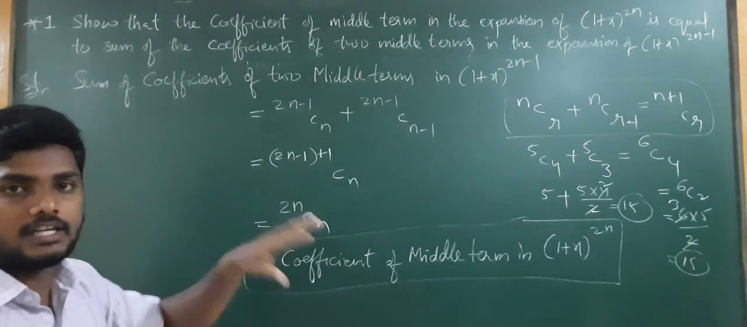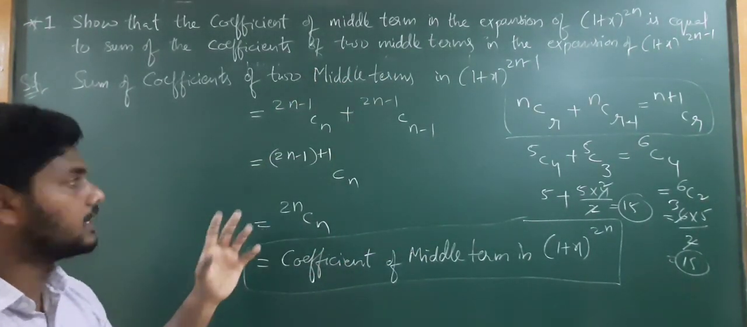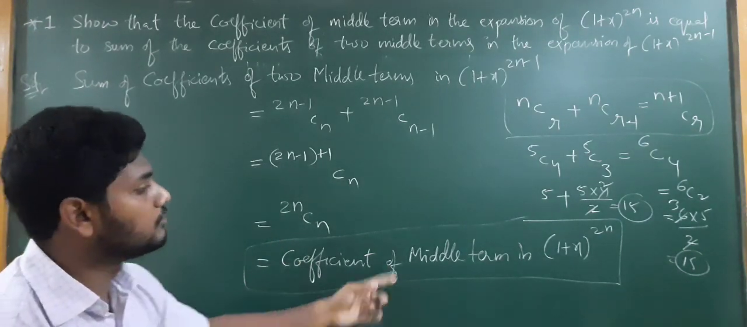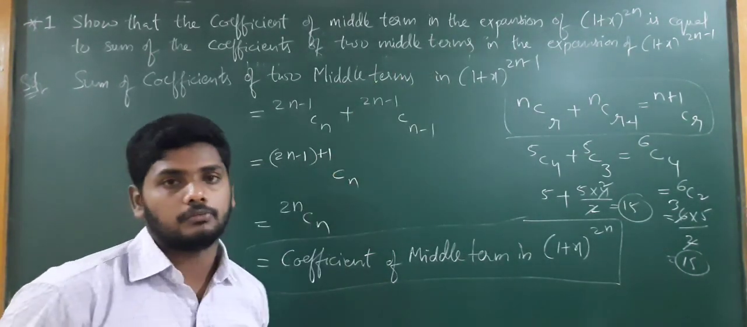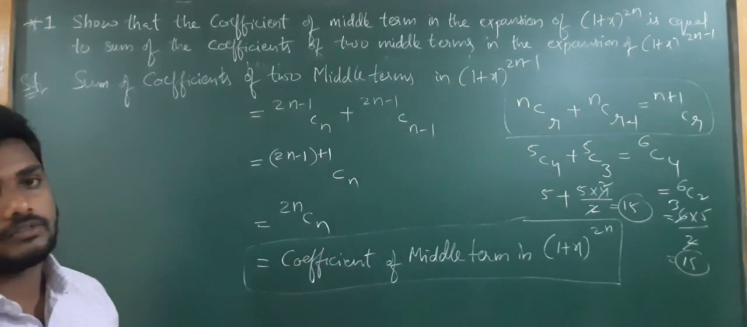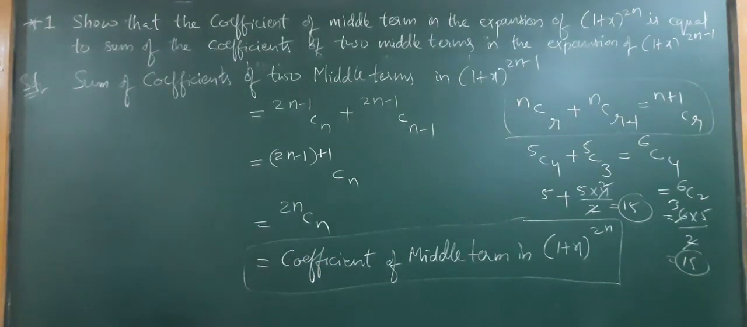After that, from those middle terms you bring out the coefficients and add those two, you will get the coefficient of the middle term in the expansion 1 plus x whole to the power of 2n. Pause the video and note it down. Now we will do the next problem.